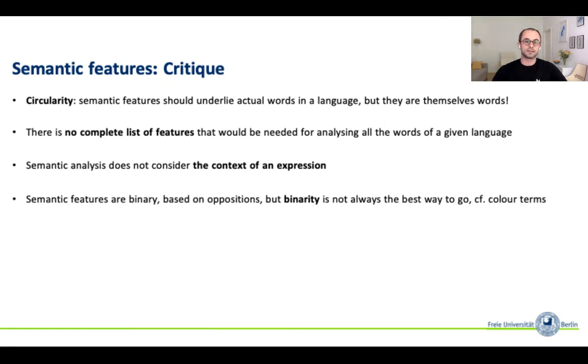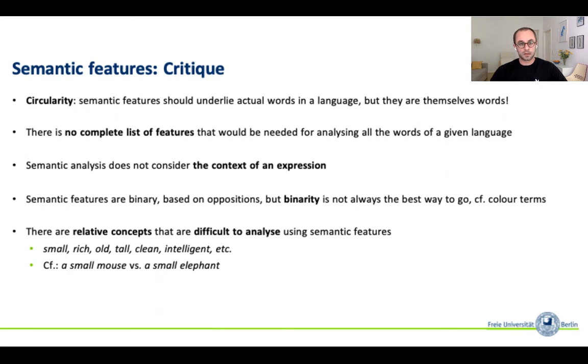Another thing is that semantic features are binary. It's always either plus or minus. Something is either present or absent. But binarity is not always the best way how to do things, right? As we saw with color terms, it's not that something either is red or isn't, right? There are other things that we have to consider. And boundaries between two categories can be fuzzy.